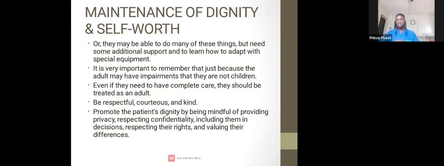So we have to promote the patient's dignity by being mindful of providing privacy. Privacy is important. When dealing with them, you provide privacy, you don't just intrude on their private life. You respect confidentiality, include them in decisions, respect their rights, and also value their differences. Respect confidentiality. You don't just talk about them anyhow and tell other people about them. Then include them in decisions. Don't just make decisions for them. Ask them, what would you like to do? Give them choices to make.